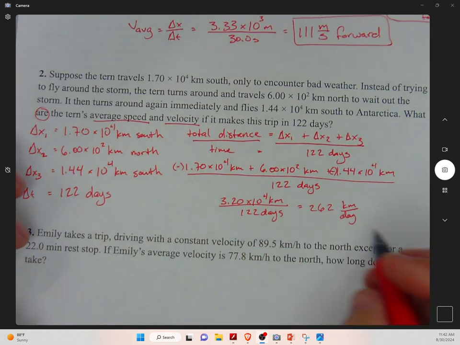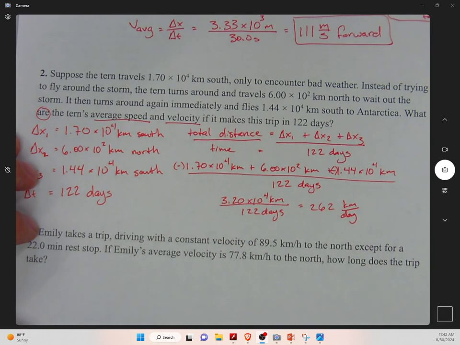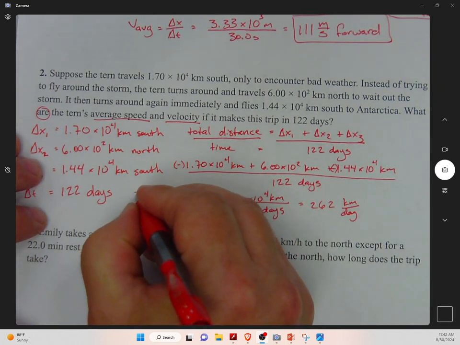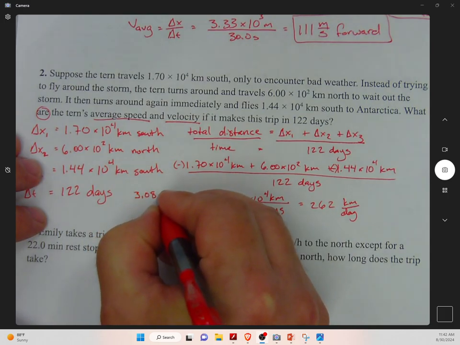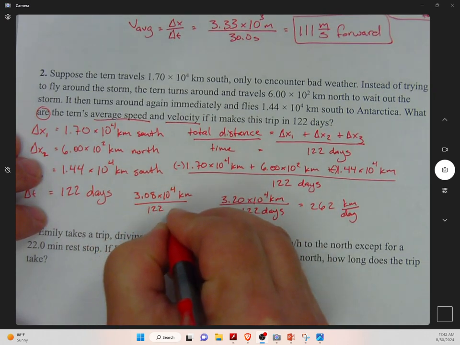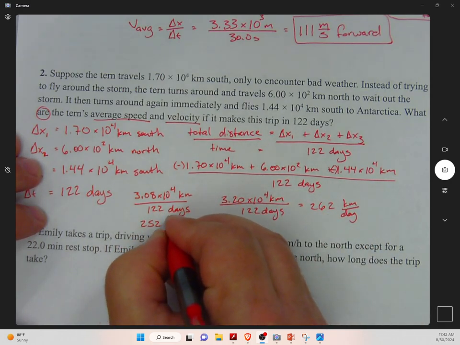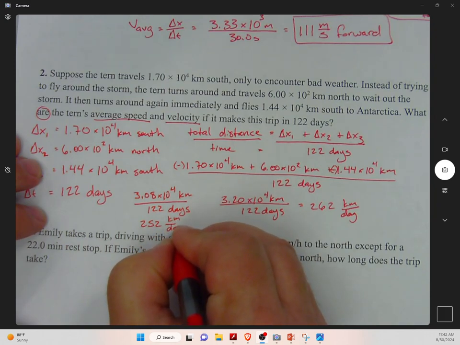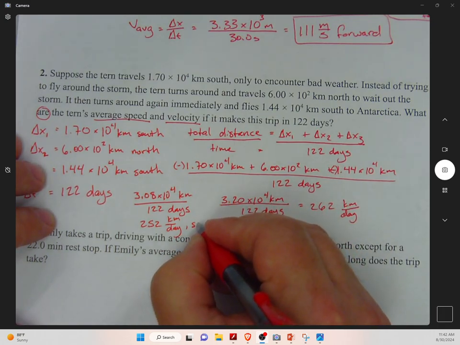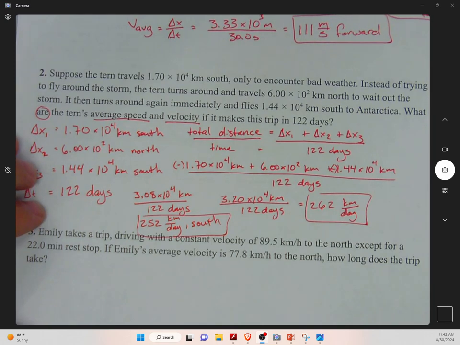Okay? So when we do this and calculate a displacement as opposed to a distance traveled, we come up with not 3.20, but 3.08 times 10 to the fourth kilometers. Again, divided by 122 days. And that is going to give me 252 kilometers per day. But now, since I'm talking about a velocity, I need direction. And overall, that's going to be south. And those are my two answers.